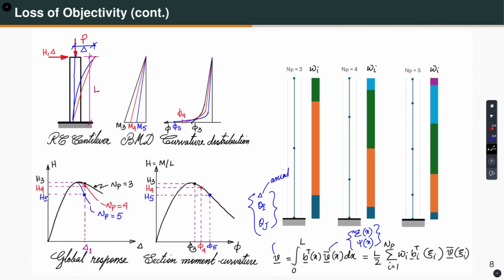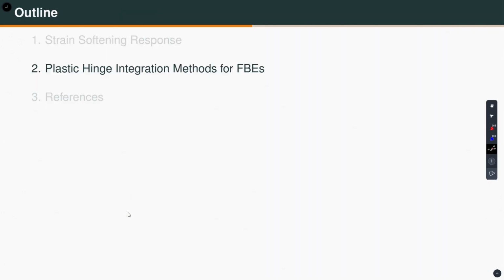When the moment curvature response was elastic, perfectly plastic, then what happened? The global response was not affected, because we are going in like that. Okay, so this was not affected previously. Only the peak curvature was affected, but when you have a softening response, then both the section as well as the global response will be losing the objectivity. Okay. Now, how do we handle this?